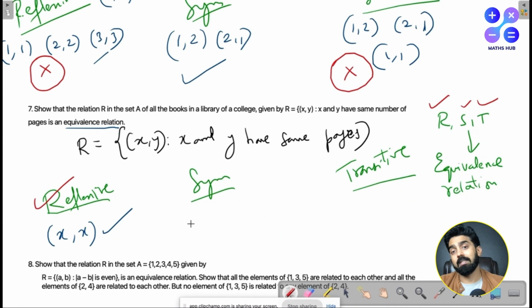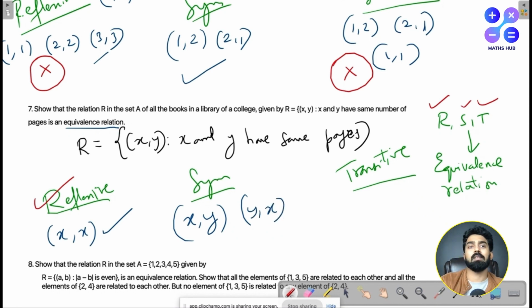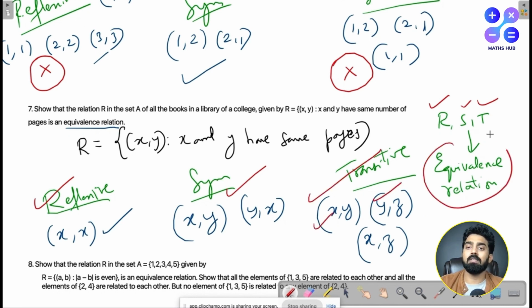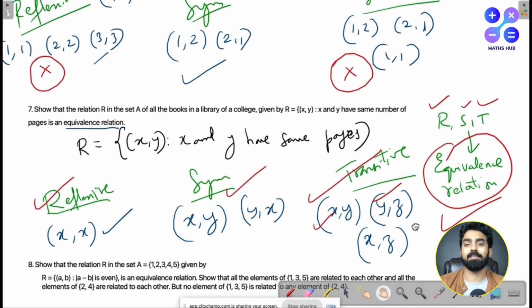Now, is it symmetric? If X and Y have the same number of pages, will Y and X have the same number of pages? Of course, it's basically saying the same thing in a different way. So it is symmetric. Is it transitive? If X and Y have the same number of pages and Y and Z have the same number of pages, will X and Z have the same number of pages? Obviously, they will. So it is transitive. So it is an equivalence relation. It is reflexive, symmetric, and transitive at the same time.